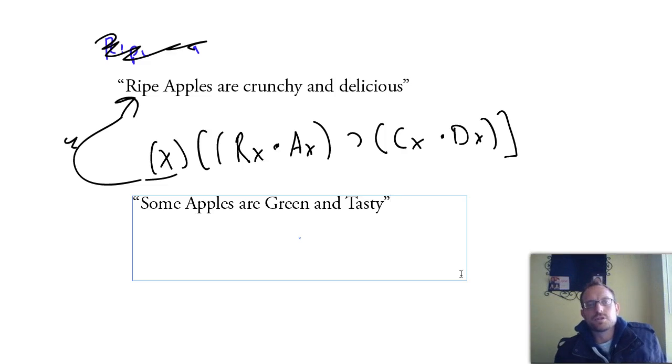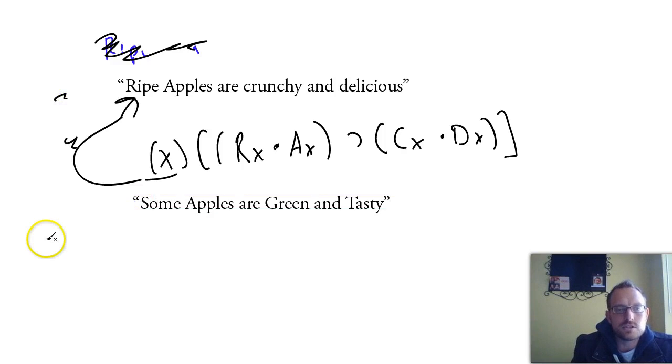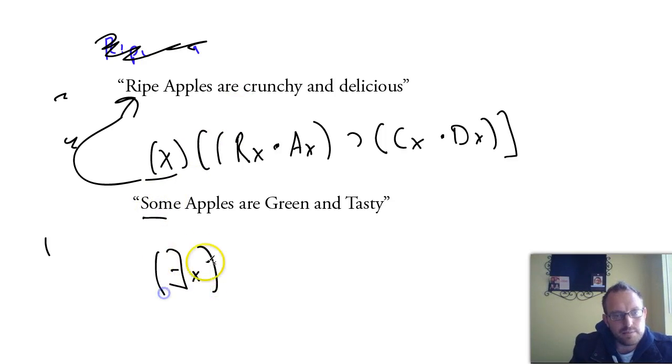Some apples are green and tasty. How should we symbolize this? And this is where we're going to get our disjunction. You're going to see how we can use the disjunction here. Okay? If some apples are green and tasty, well, obviously some means I'm going to need an existential quantifier because I'm not talking about all apples.